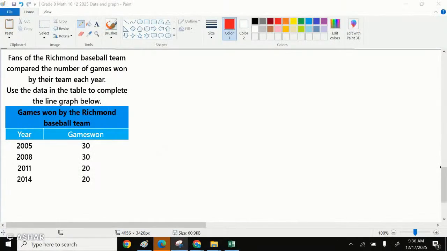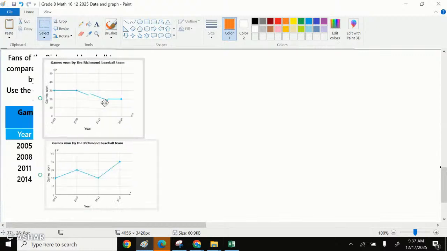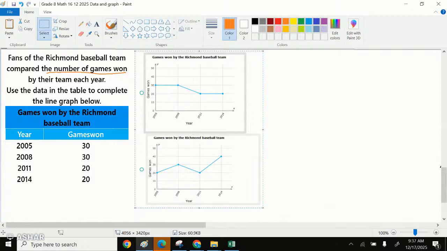Fans of a Richmond baseball team compare the number of games won by the team each year. So they are comparing the number of games won. These are the two possible options we have. In 2005, they won 30 games, right? So when it says 30 games, the first value we need to see is, where is 30? It's 30 over here. That's fine. But it's 20 over here. That's incorrect. So we directly know, we don't even have to see, this 30 was also fine. Then 20 is fine. And this 20 is fine, right? All 4 points are plotted properly.